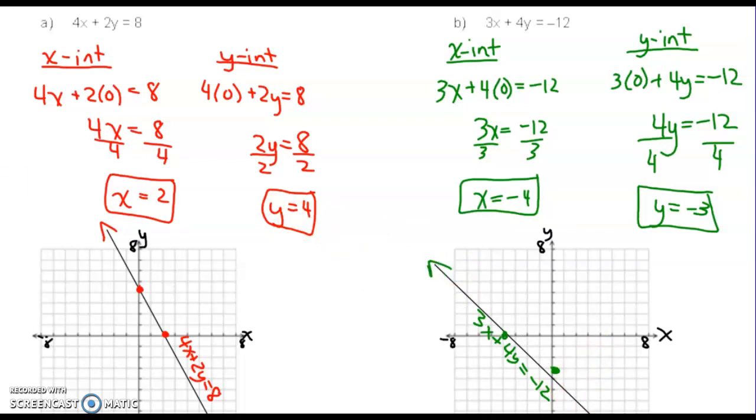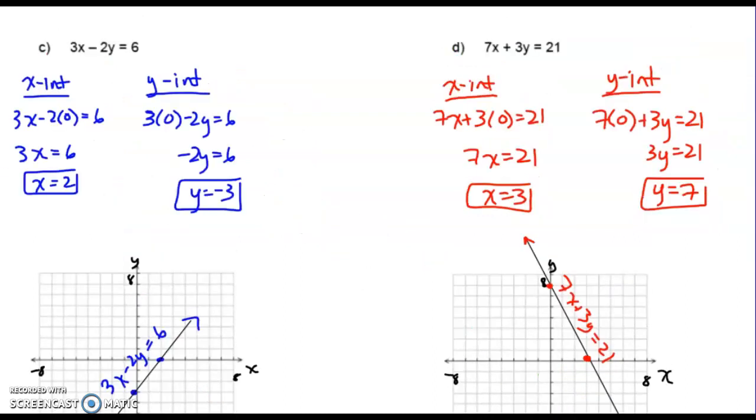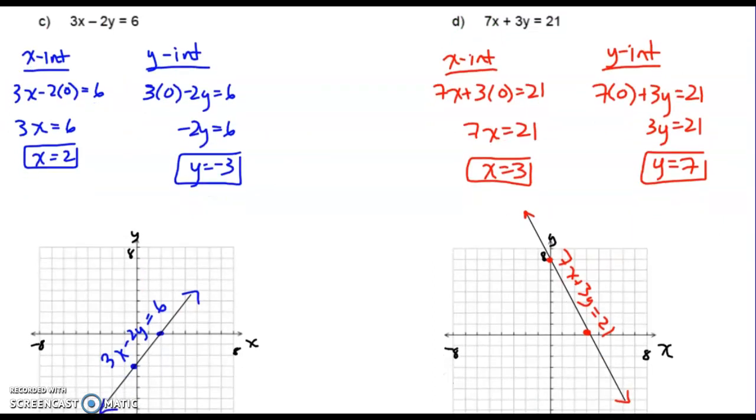Okay, let's move on to example C. 3x minus 2y equals 6. Okay, start by solving for the x-intercept. So, sub in 0 for y. 3x minus 2 times 0 equals 6. 3x equals 6. Divide both sides by 3. X equals 2. Here's my x-axis. 1, 2. There's my dot.